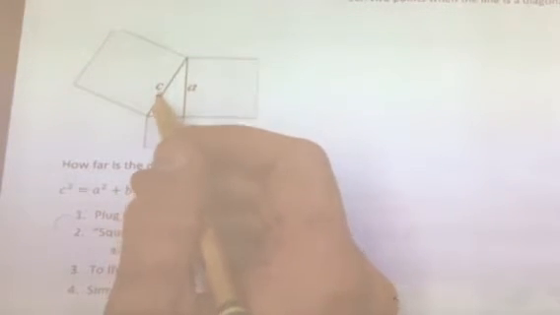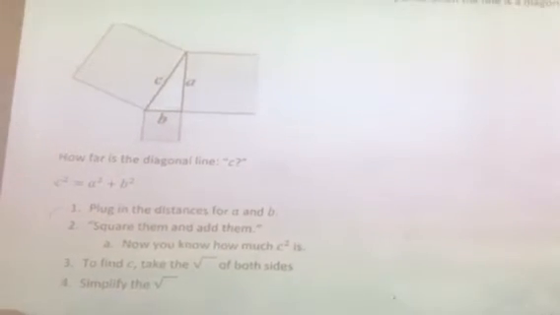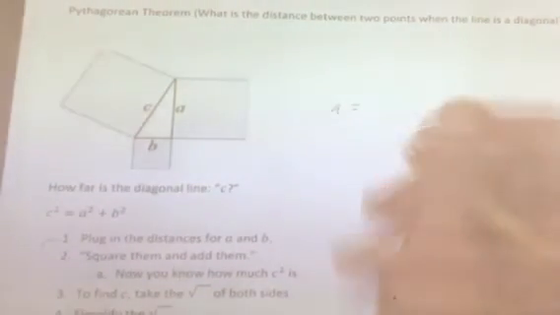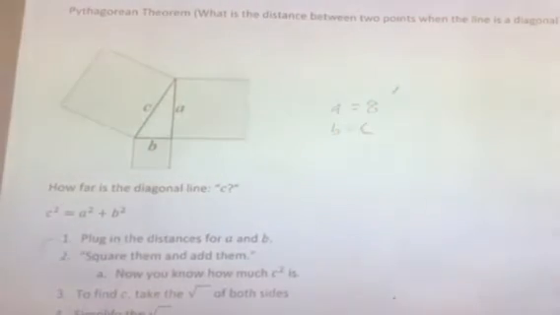So we're trying to find how far this diagonal line c is. And the Pythagorean theorem says that c squared, not just c, but c squared equals a squared plus b squared, where a and b are the horizontal and vertical sides of this right triangle. So let's suppose that we are working in a situation where a equals 8 and b equals 6.